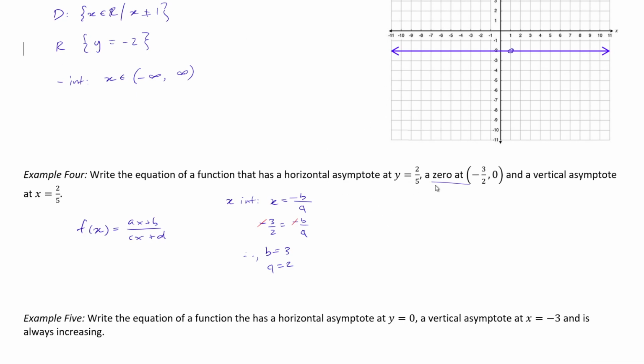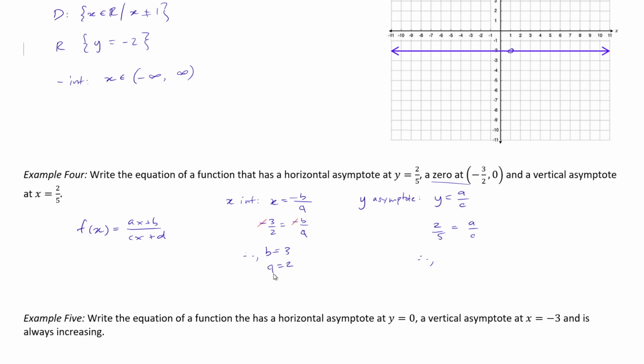Okay, sorry, and your horizontal asymptote, right? We have the horizontal asymptote is y is equal to 2 over 5. Well, we know that the y asymptote has the equation y is equal to a over c. Okay, I already know that I've got the equation, so 2 over 5 is equal to a over c.